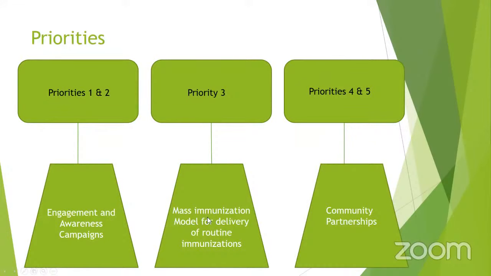I'm going to address priorities 1 and 2 with engagement and awareness campaigns. Priority 3 for, again, utilizing our mass immunization model for delivery of routine IMS, and then address priority 4 and 5 through community partnerships.